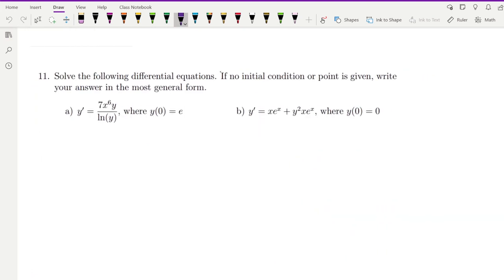Okay, so now we have a couple of differential equations. And so it says if no initial condition or point is given, write your answer in the most general form. In both of these cases, we do have an initial condition. So that means that we're going to be giving a particular solution. So let's start off with A. So usually when you're given your differential equation with a y prime, you usually want to rewrite it as dy/dx because that will give us those pieces to work with.